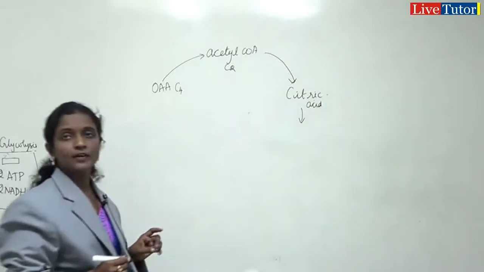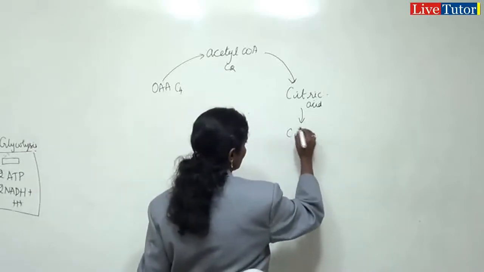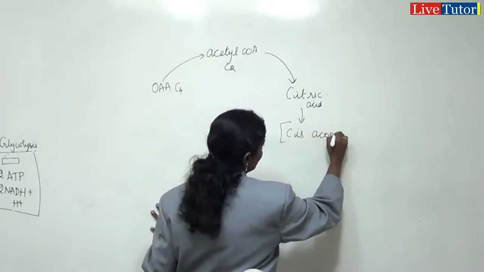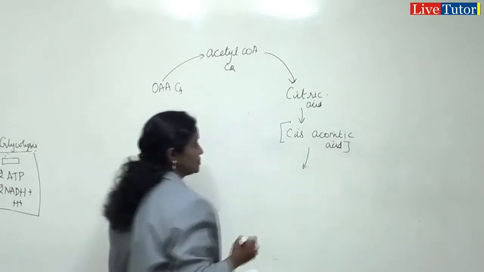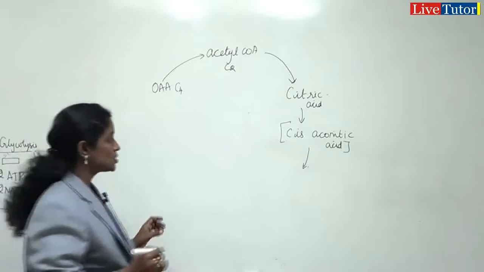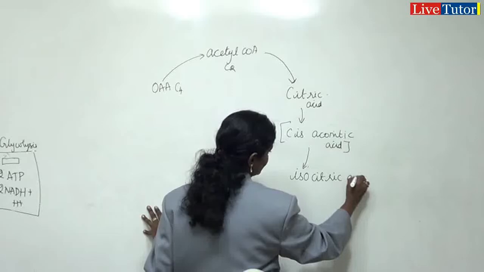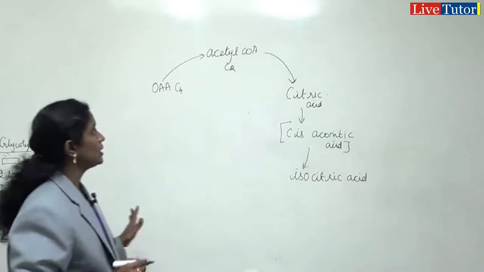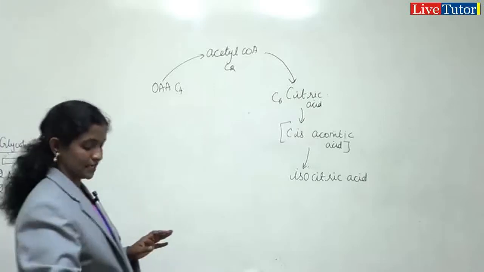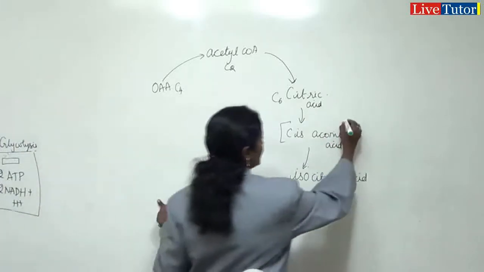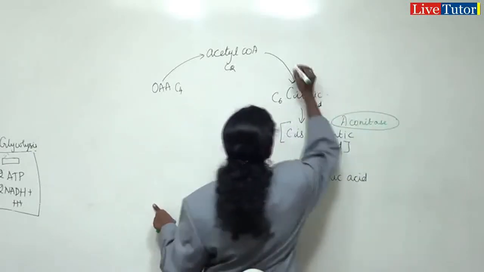Okay, then citric acid, we are going to have an intermediate, cis-aconitic acid, by the enzyme aconitase. It's an intermediate, may or may not be included. Through cis-aconitic acid, finally we are going to have isocitric acid. Okay, so these are all going to be C6 carbons, right? So the enzymes which are going to catalyze these steps are citrate synthase and aconitase here. Aconitase, citrate synthase.